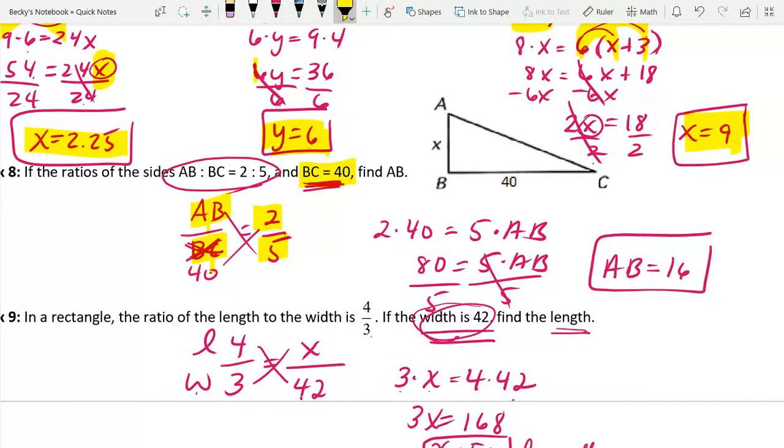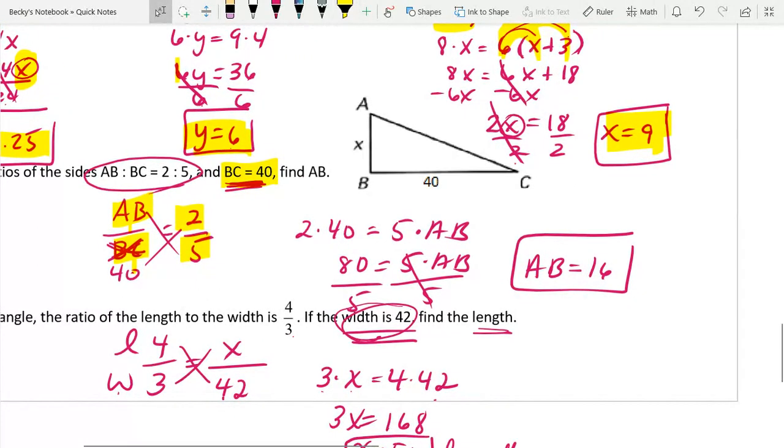So let's cross multiply, which I did here. 2 times 40 equals 5 times AB. So that's 80 equals 5 times AB. Now I'm solving for AB, so that means you're dividing by 5 to get AB is 16. So notice you're going to do this completely different from the top because this one doesn't give you a total. It's just two ratios that are equal, which means it's a proportion.